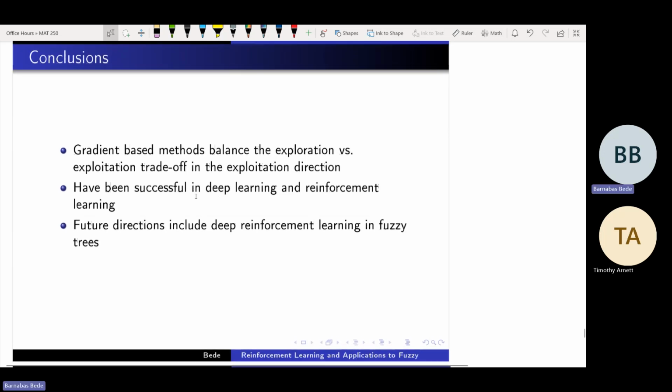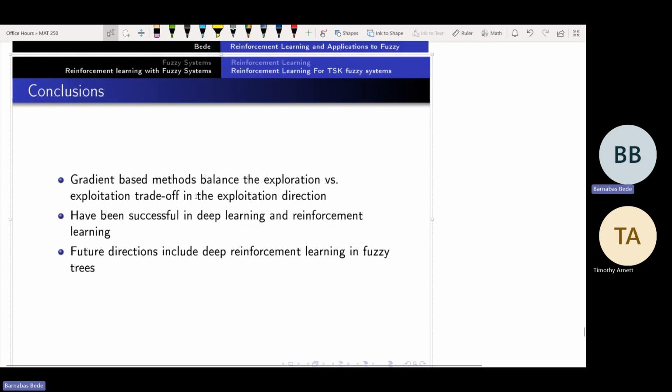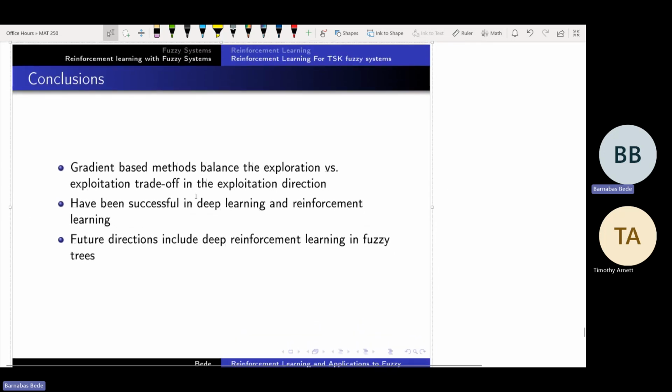Conclusions here. Gradient-based methods balance the exploration versus exploitation trade-off in the exploitation direction.